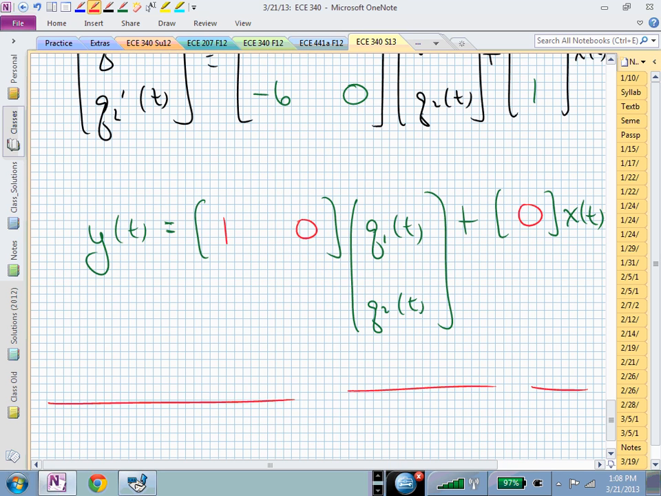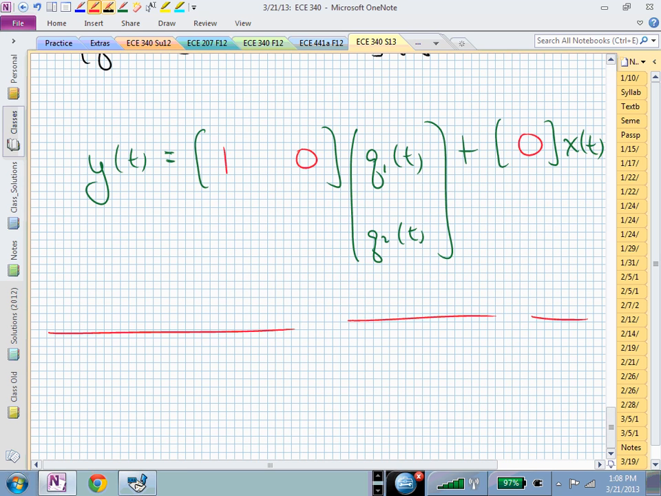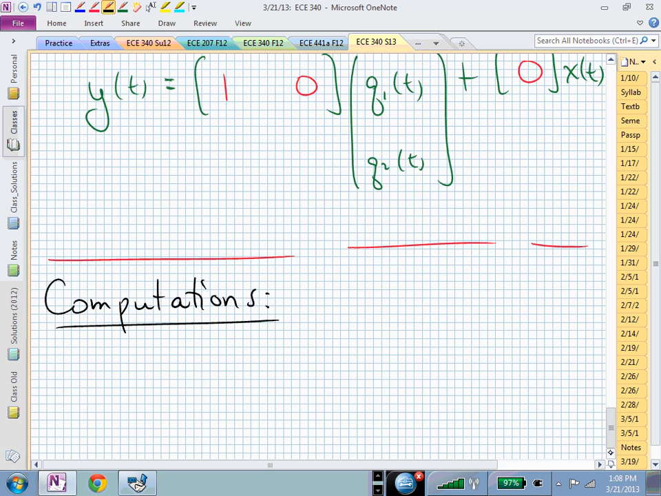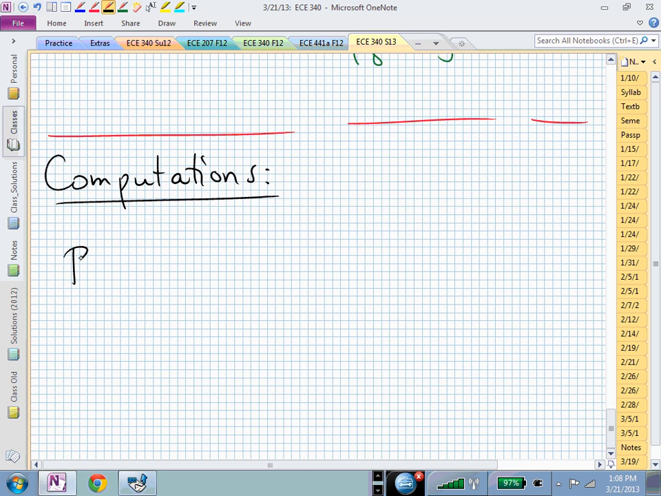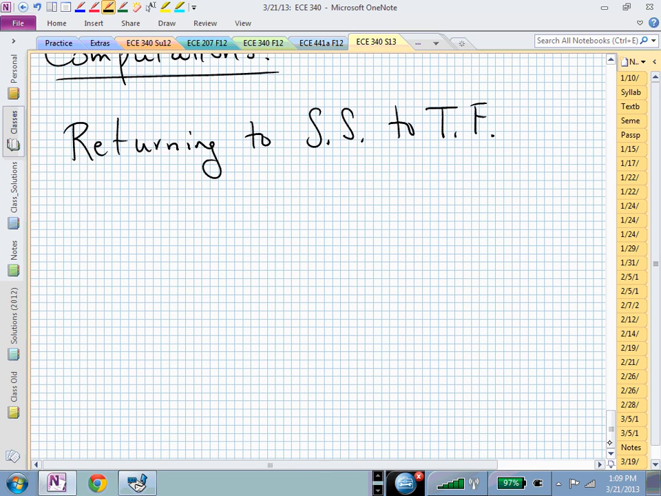Let's now look at some ways to get some computational results. And for now, let's go ahead and return to this path of taking a state space representation to a transfer function. The state space system that I want to begin with is from the RLC circuit that we had on the 19th.